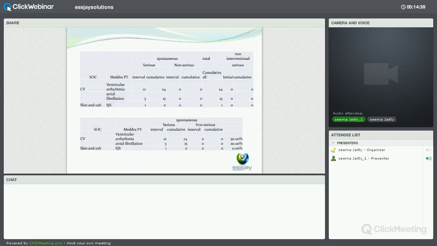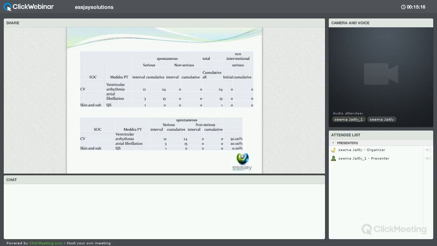So here you can see we're looking at spontaneous cases. You've got cardiovascular SOC there, ventricular arrhythmia, atrial fibrillation. Maybe this product has been on the marketplace for 10, 15 years. So cumulatively, we've got 24 ventricular arrhythmias, but we've got 12 in the interval period. And you can see that if you were looking at that and that's all you had, you'd be thinking to yourself, there's something not quite right here, obviously, unless it was listed. But even if it was listed, it looks a bit strange that you're seeing that many in the interval. And these are the kind of things that you need to look for.